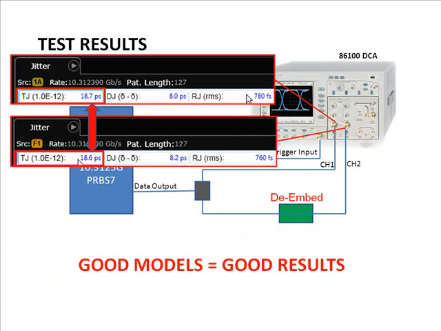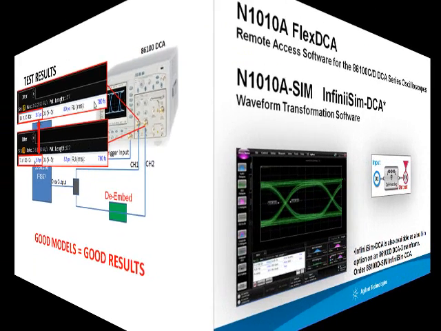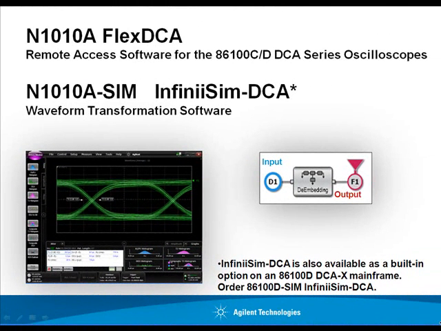The more accurate your model, the more accurate a fixture can be de-embedded from a measurement. In this case, the de-embedded channel 2 measurement correlates extremely well with channel 1. Hopefully this has demonstrated that it's very easy and accurate to de-embed a signal using InfiniSim DCA.